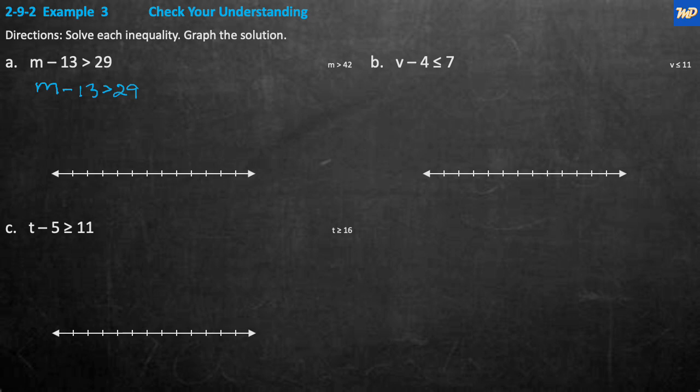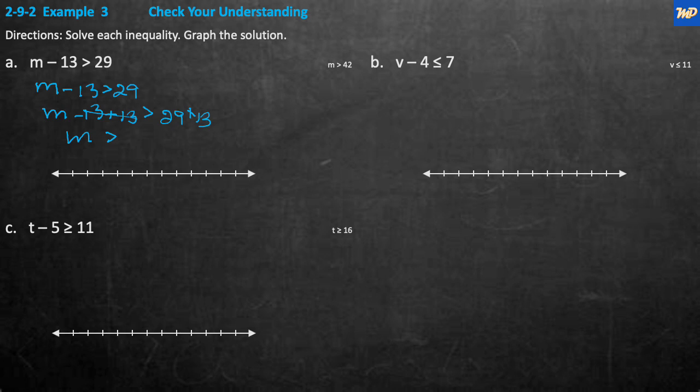In order to get rid of a negative number, you have to add a positive number. So positive 13 gets rid of a negative 13. So we're going to do that. We're going to say m minus 13 plus 13, that's what we're adding, is greater than 29 plus 13. And when we do that, the m's cancel, the m gets left by itself, the 13's cancel, and we have greater than, and 29 plus 13, well, the answer to that is what?